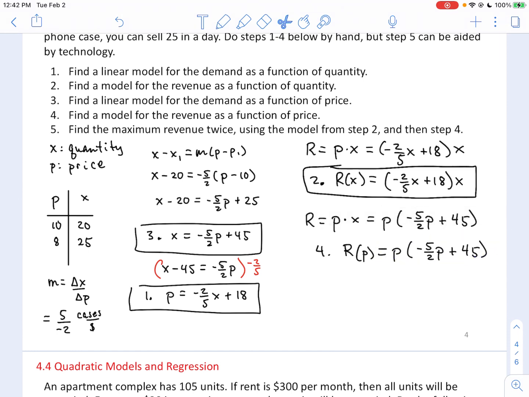If you distribute it, you'll see that you have a quadratic that's upside down. The same thing would be true for step 2. If you distribute the x through there, you'll see you have a quadratic: x squared with a negative leading coefficient. So an upside down parabola. Now, question 5 we can do with technology.